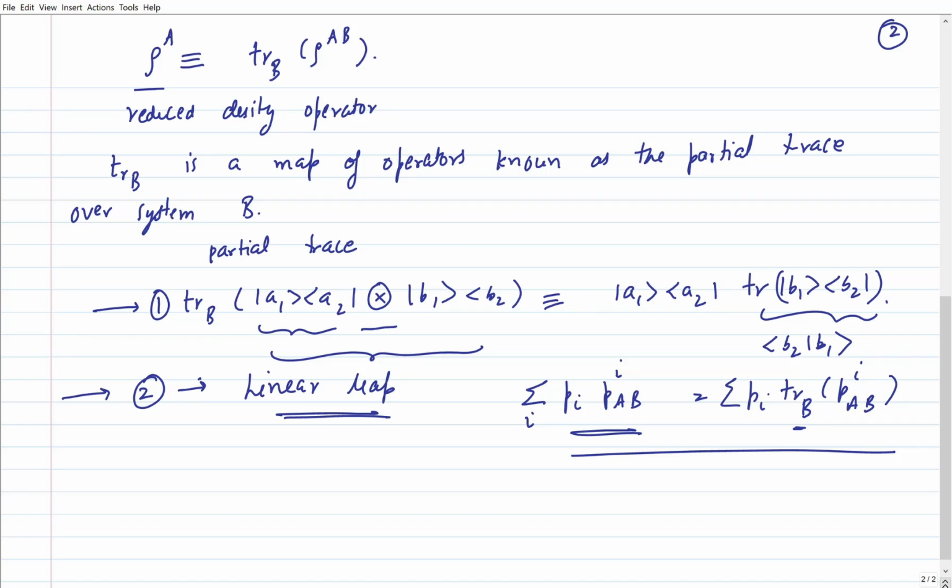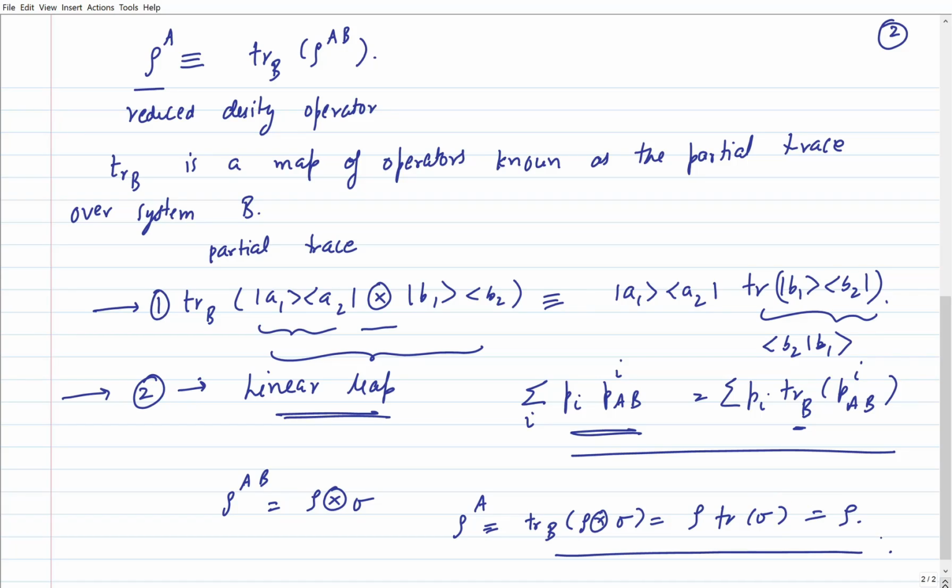So this is giving you a rough idea. Let's say I have a state which is a tensor product. Now the partial trace, what is going to be the corresponding operator just on subsystem A is going to be tracing out the system B. I get rho times trace of sigma equals rho.